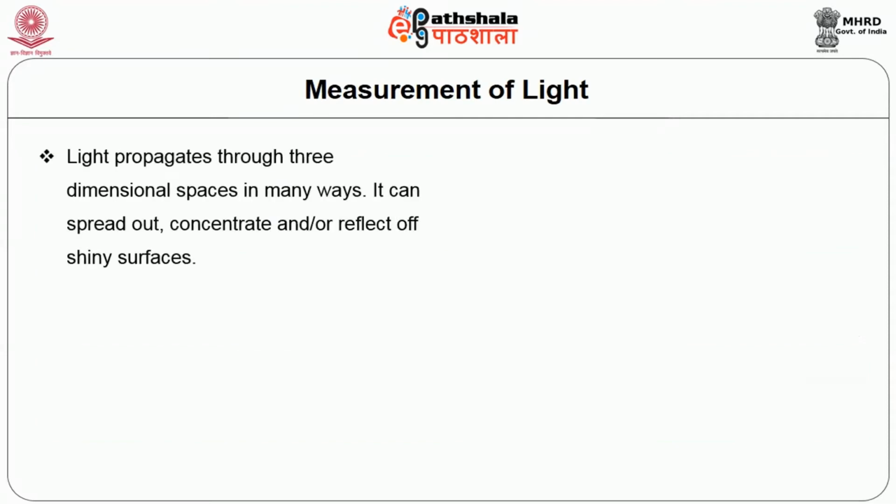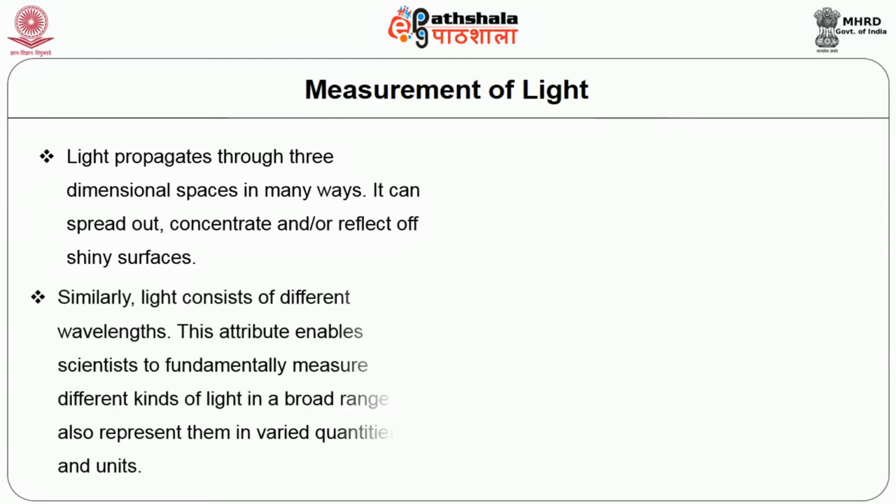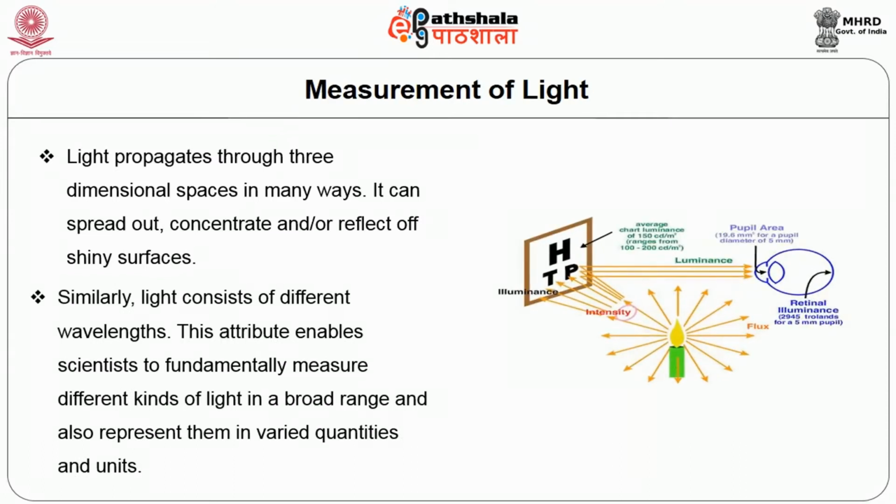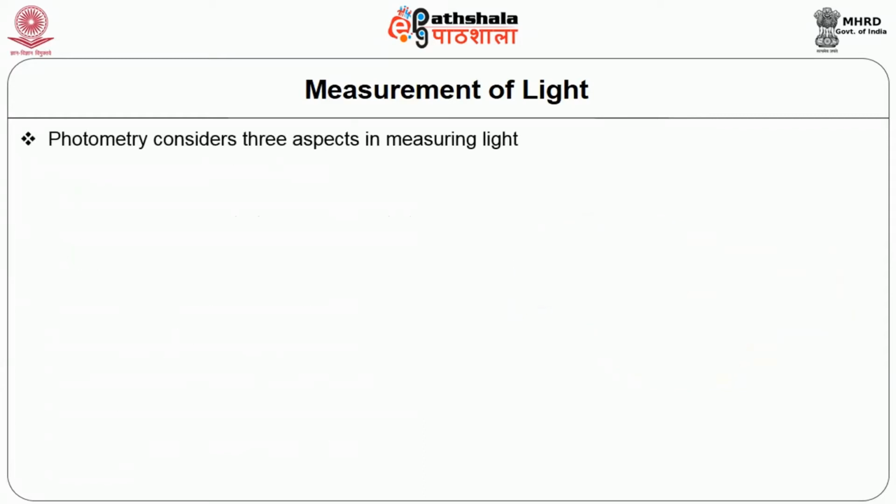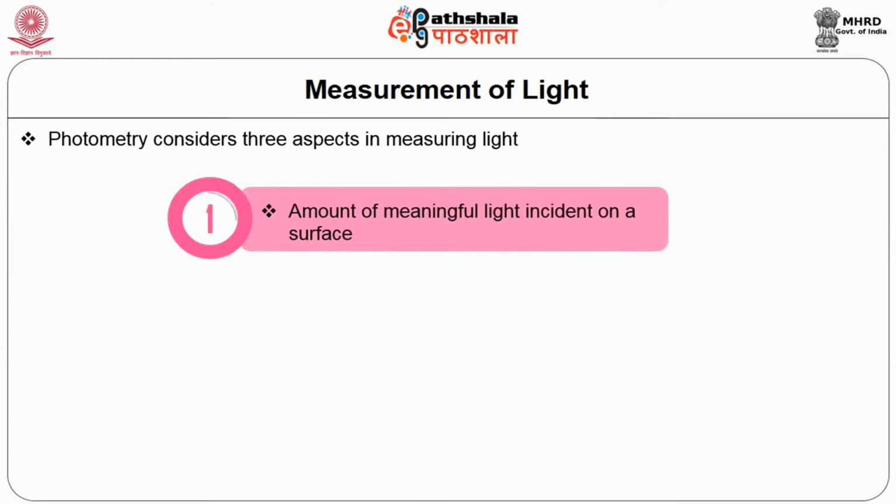What are they? Light propagates through three-dimensional spaces in many ways. It can spread out, concentrate, and or reflect off shiny surfaces. Similarly, light consists of different wavelengths. This attribute enables scientists to fundamentally measure different kinds of light in a broad range and also represent them in varied quantities and units. Photometry considers three aspects in measuring light.